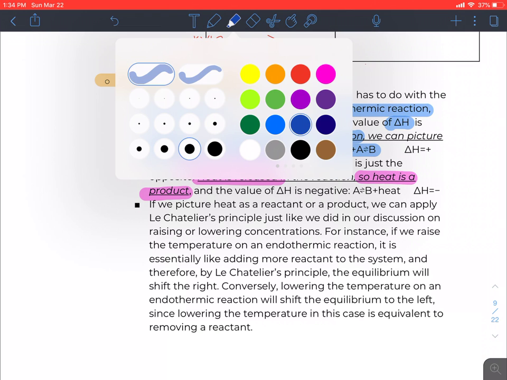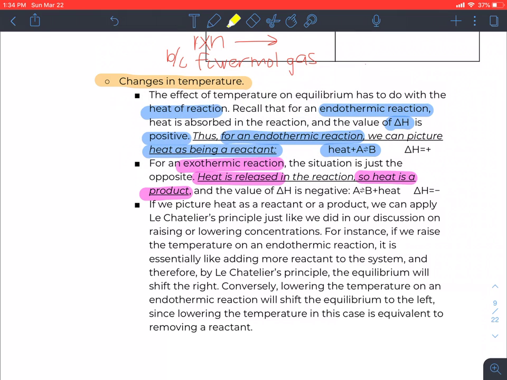Now, if we picture heat, let's pick another color. Let's do yellow. If we picture heat as a reactant or product, we can apply Le Chatelier's principle just like we did for our discussion on raising or lowering concentration. For instance, if we raise the temperature on an endothermic reaction, it is essentially like adding more reactant to the system, and therefore, by Le Chatelier's principle, the equilibrium will shift to the right. Conversely, lowering the temperature on an endothermic reaction will shift the equilibrium to the left.